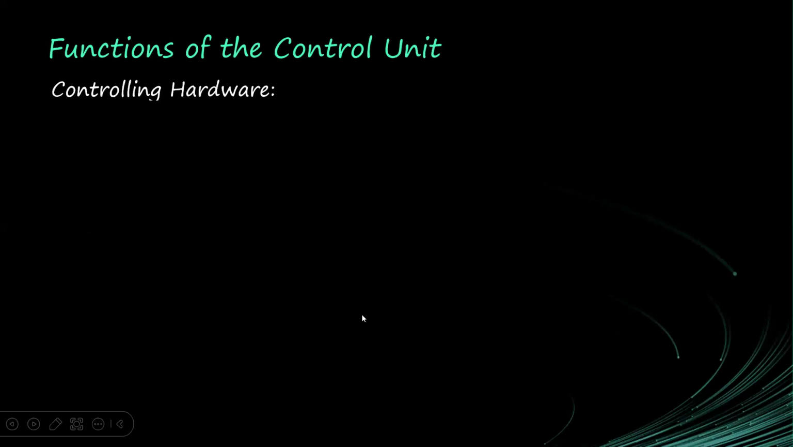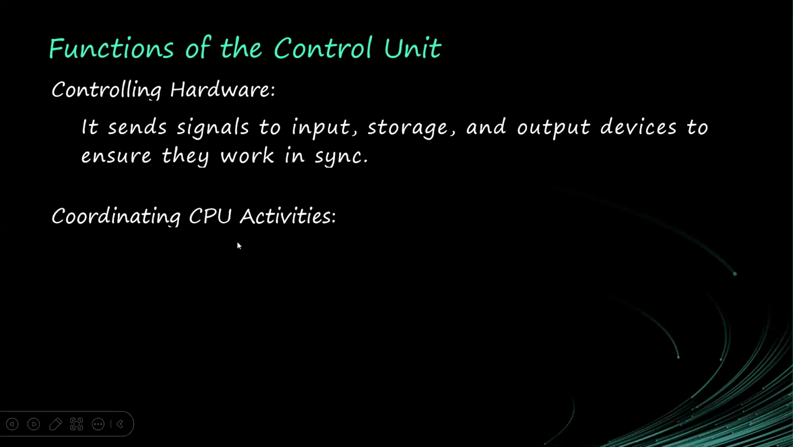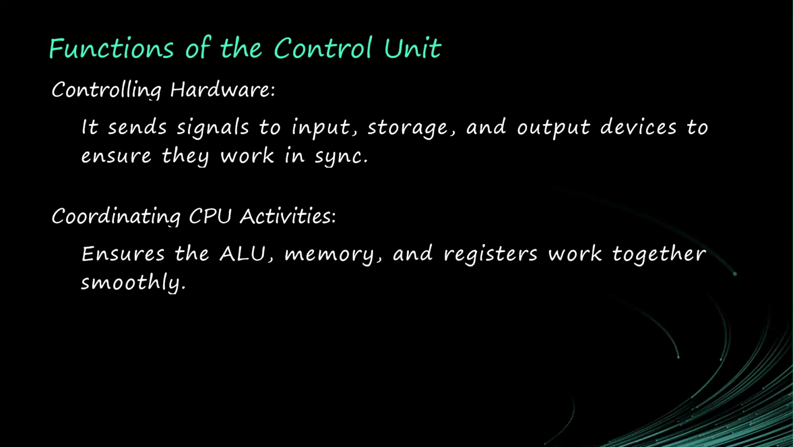So another function is also, it is the job of the control unit to control the hardware. It sends signals to input, storage, and output devices to ensure they work in sync. So it is the job of the control unit to control input, storage, and output devices so that they can be working together. It is also the job of the control unit to coordinate CPU activities. So anything that has to do with coordination, management, directing, anything at all, it is the job of the CU, that's control unit. So the control unit ensures that the arithmetic logic unit, the memory, and the registers work together smoothly.